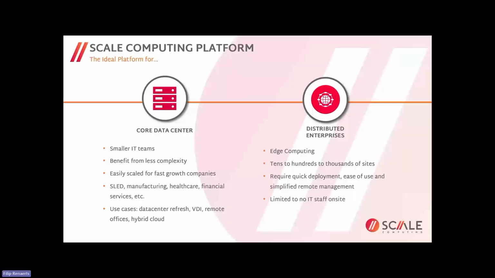On the right side, we have the distributed enterprise. So talking about multiple locations, there is basically no IT staff on premise. So they need an easy solution. They need to deploy really fast and manage multiple clusters in a really easy overview.